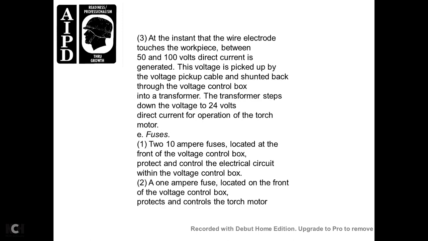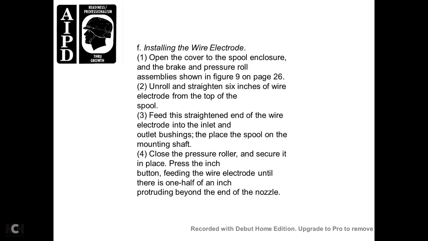When the end of the wire electrode touches the workpiece, a 50 to 100 volt direct current generator supplies the voltage. The voltage is picked up with the high voltage pickup cable and shunted back to the voltage control box into the transformer. The transformer steps the voltage down to 24 volts direct current for operation of the torch motor. Fuses: two 10 ampere fuses located in the front of the voltage control box protect the electrical circuit within the voltage control box. A one ampere fuse located in the front of the voltage control box protects the control of the torch motor.